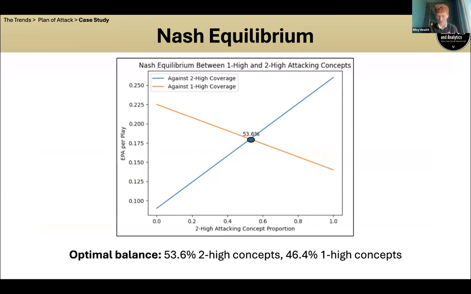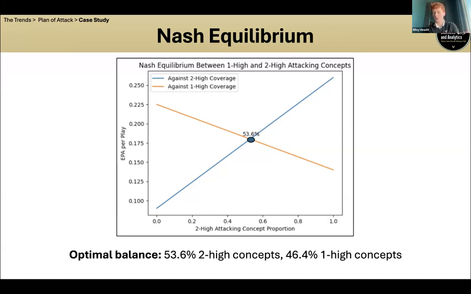So in this chart, the x-axis represents the percentage of the time we as an offense are running two high beating concepts, with all the way at the left being if we only ran one high beating concepts, and all the way at the right being if we only ran two high beating concepts. The lines show our expected EPA per play, depending on which coverage the defense wants to run. So in blue, that will be two high coverage, and in orange, that would be one high coverage.